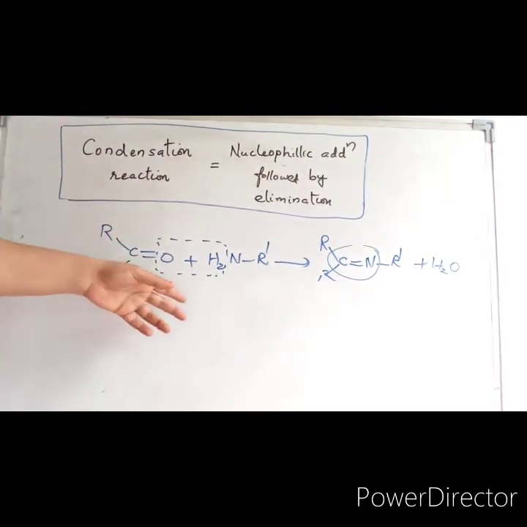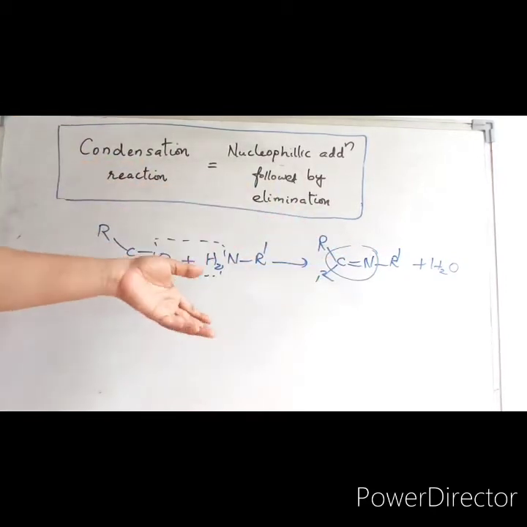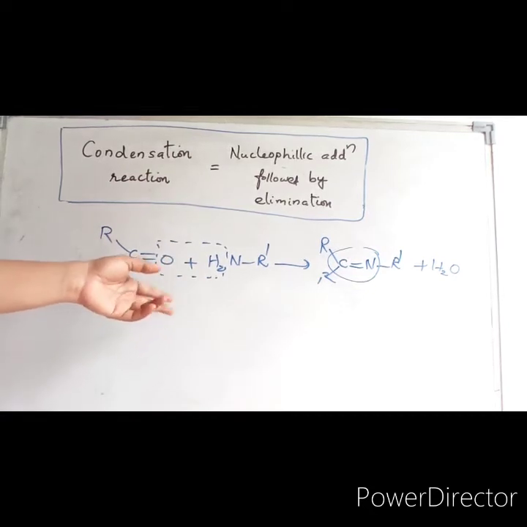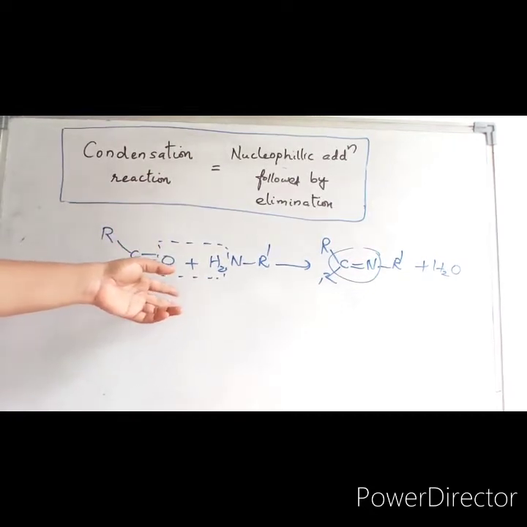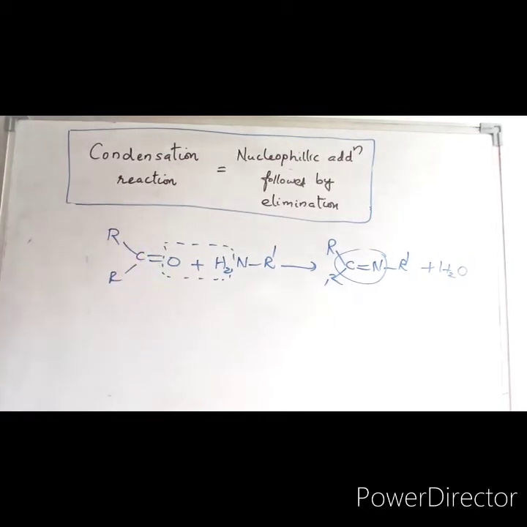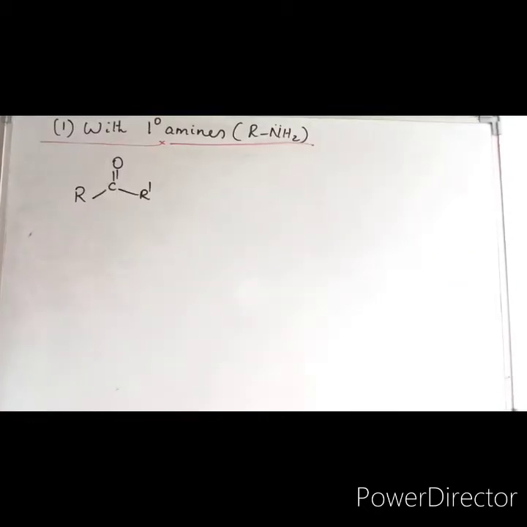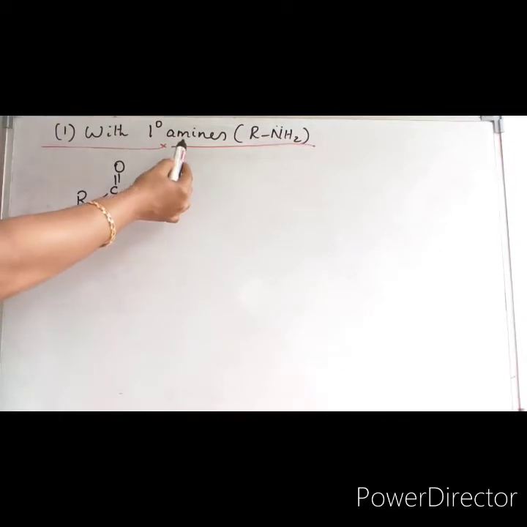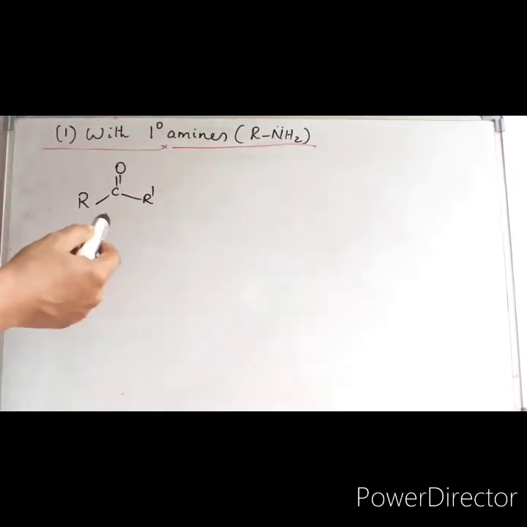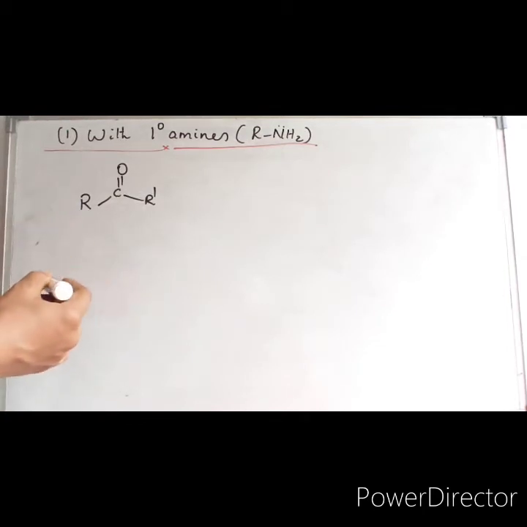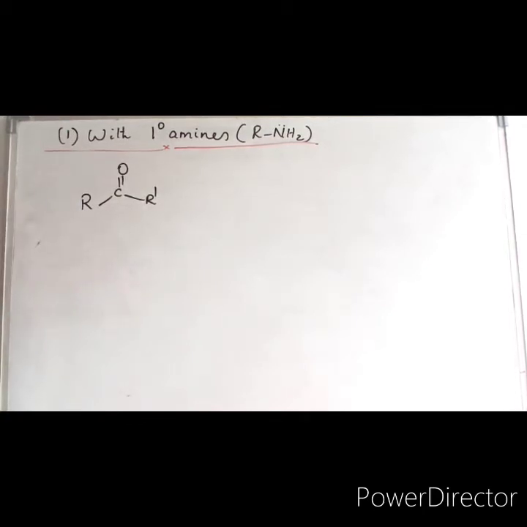So these are reactions in which simple molecules like water, ammonia, etc. are eliminated. This happens in two steps. The first step is the nucleophilic addition and the second step is the elimination reaction. So let us see how this happens. First, let us take an example of a condensation reaction in which carbonyl compounds react with primary amines. You will get a condensation product, and a simple molecule like water will be eliminated. Let us look into the mechanism of the reaction.